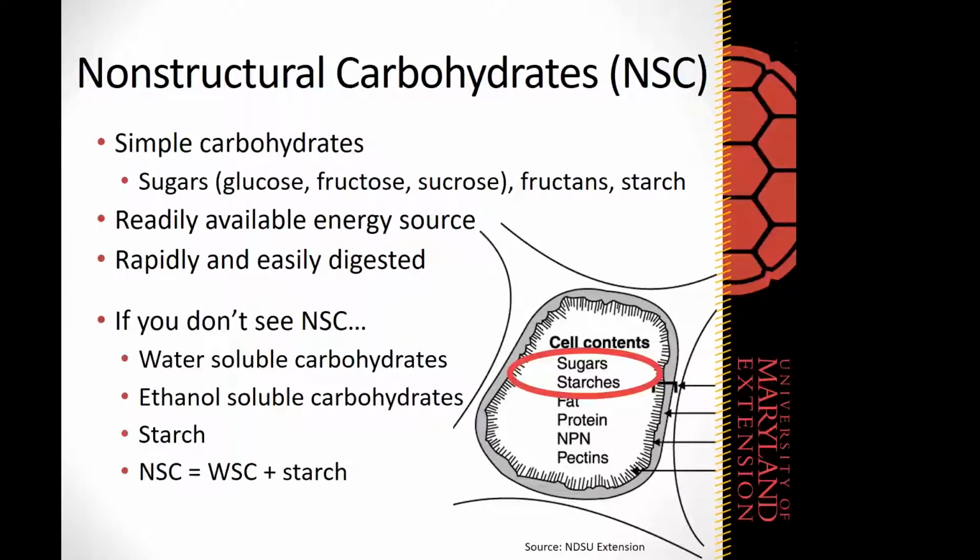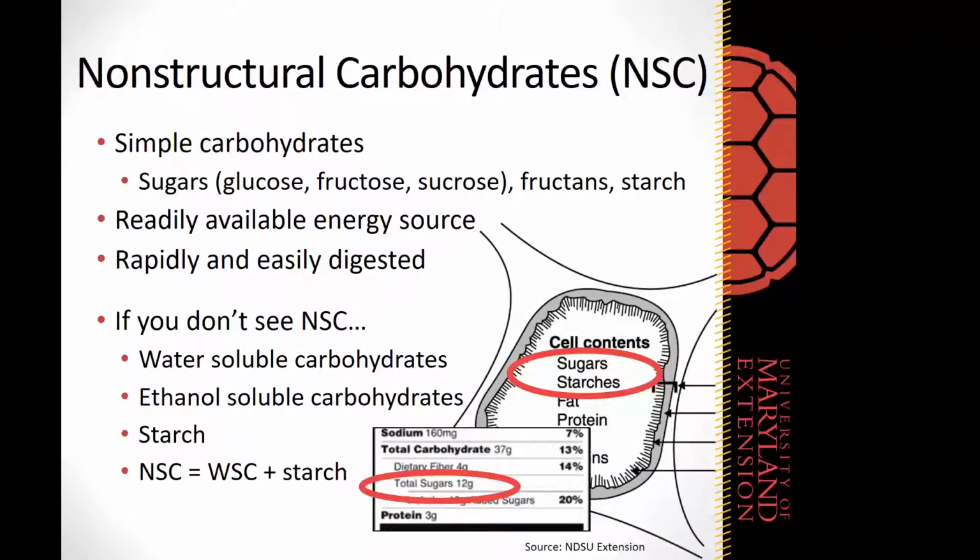And if you don't see non-structural carbohydrates listed on the forage test, some labs may or may not have that listed. You will see other terms that make up that. So water-soluble carbohydrates, ethanol-soluble carbohydrates, and starch. And non-structural carbohydrates is really actually just the sum of our water-soluble carbohydrates and starch. So it kind of includes all of those simple carbohydrates. The WSC, ESC, and starch are individual fractions within that.